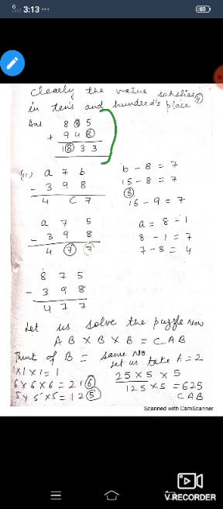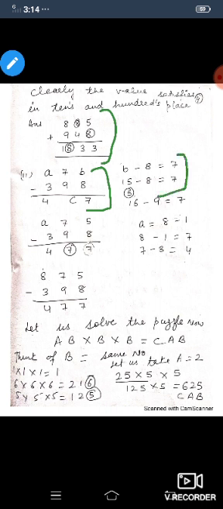Now let us do the subtraction sum. That is A7B minus 398 is equal to 4C7. Here we have to borrow the numbers from the next row. That is B minus 8 is equal to 7. Naturally B must be bigger than 8, so that we get the answer 7.